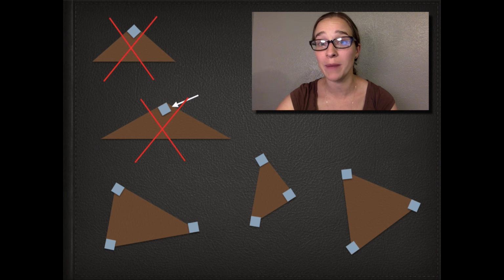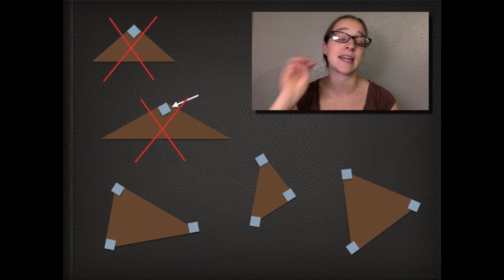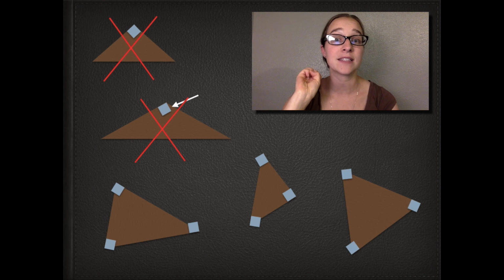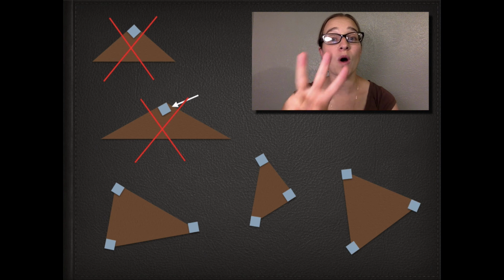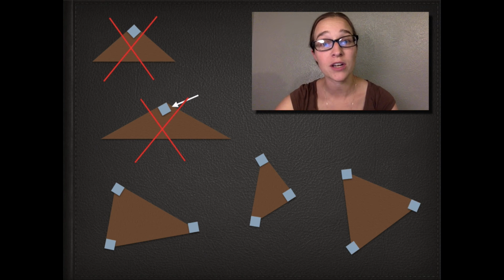The important thing to remember about acute triangles is that they have three sides and three angles, and all three angles are smaller than 90 degrees.